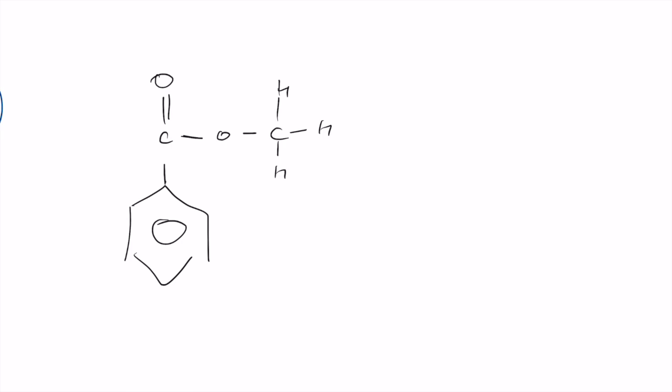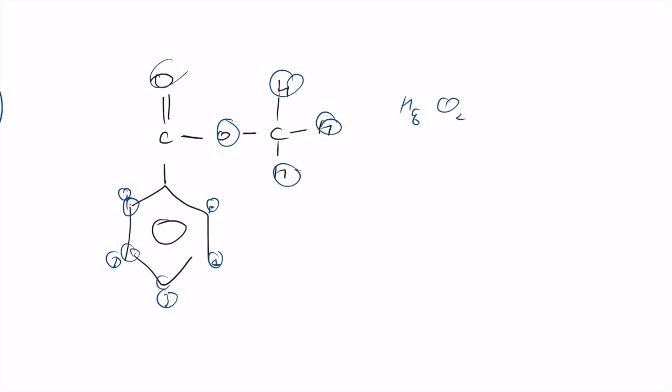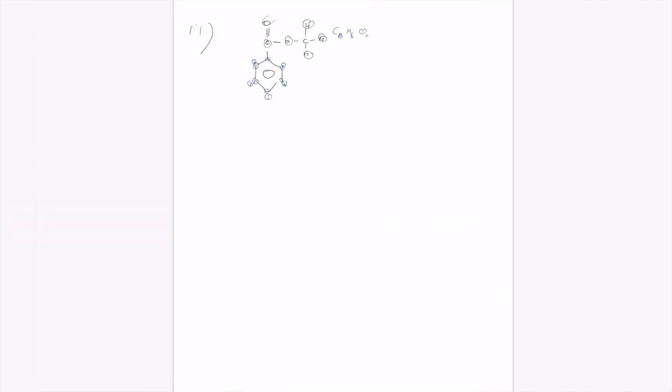Well, for each carbon, there's one H. So how many H's are there? There's 1H, 2H, 3H, 4, 5, 6, 7, 8. So there's 8 H's. How many O's are there? There's 1, 2. So there's 2 O's. How many C's are there? There's 1, 2, 3, 4, 5, 6, 7, 8. Does this check out? It sure does.